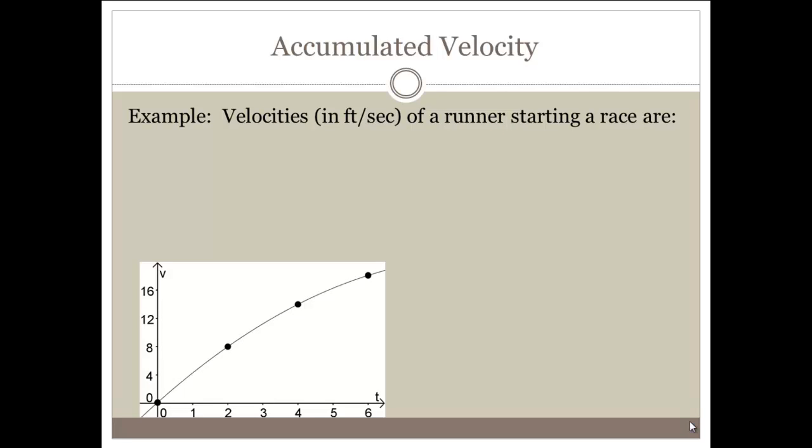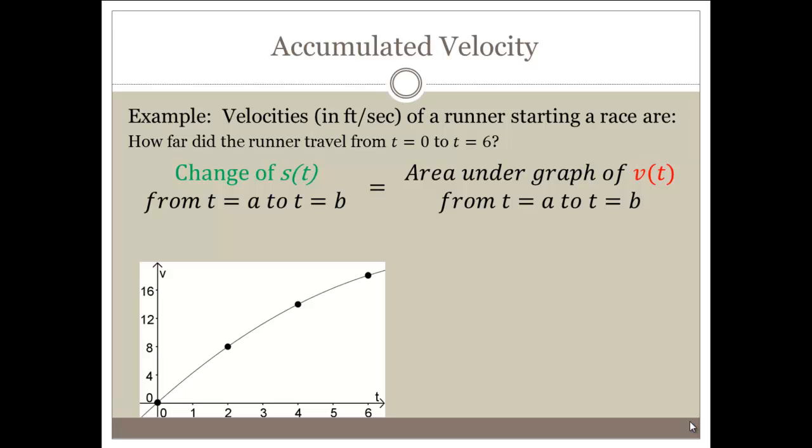Let's now return to our example where the velocities of a runner starting a race are given by the following graph. And again ask the question, how far did the runner travel from t equals 0 to t equals 6? Knowing what we know now, we can calculate the change of position, that is, change of s of t, from t equals a to t equals b, as the area under the graph of v of t from t equals a to t equals b.